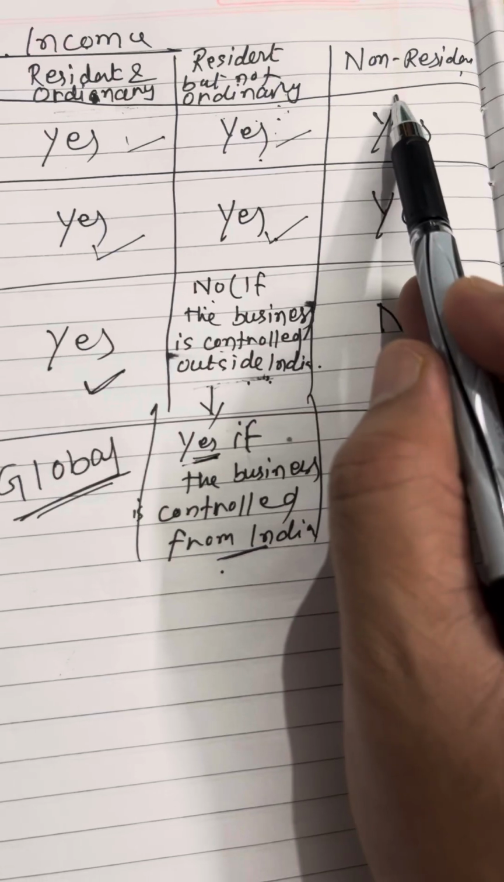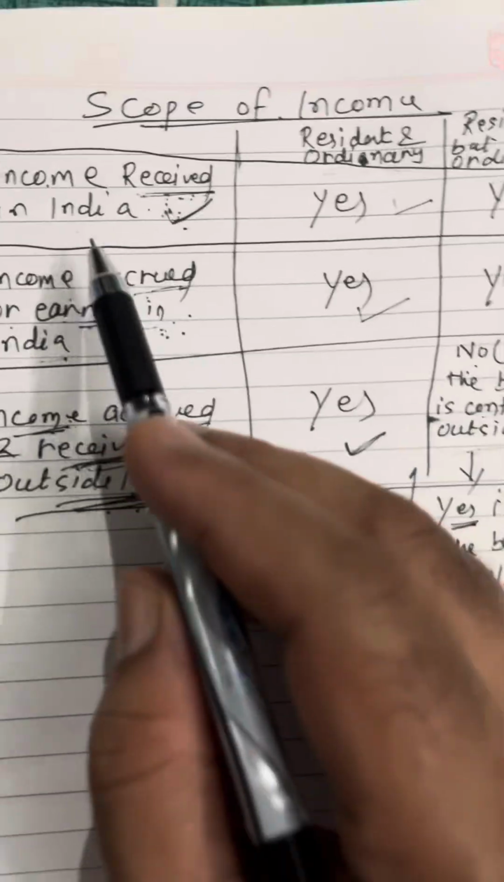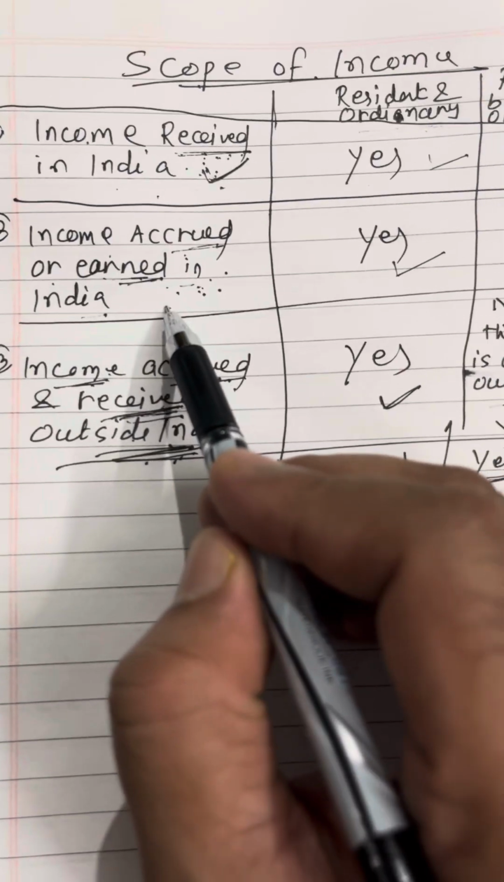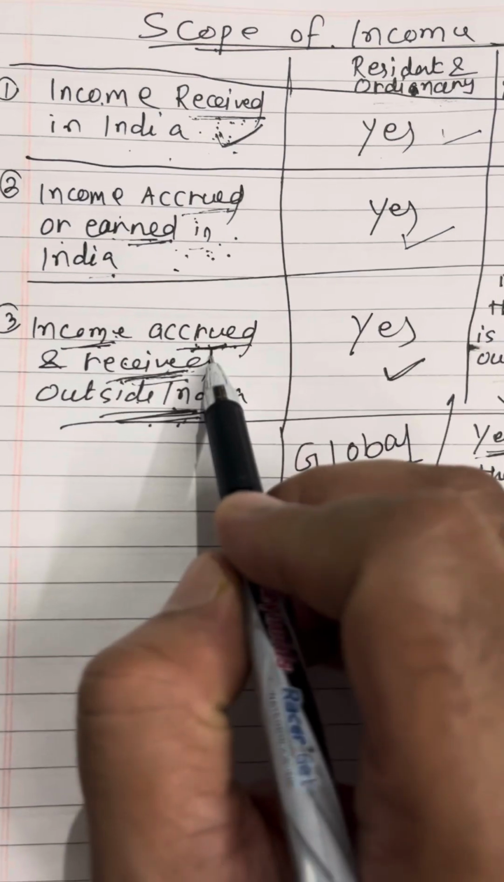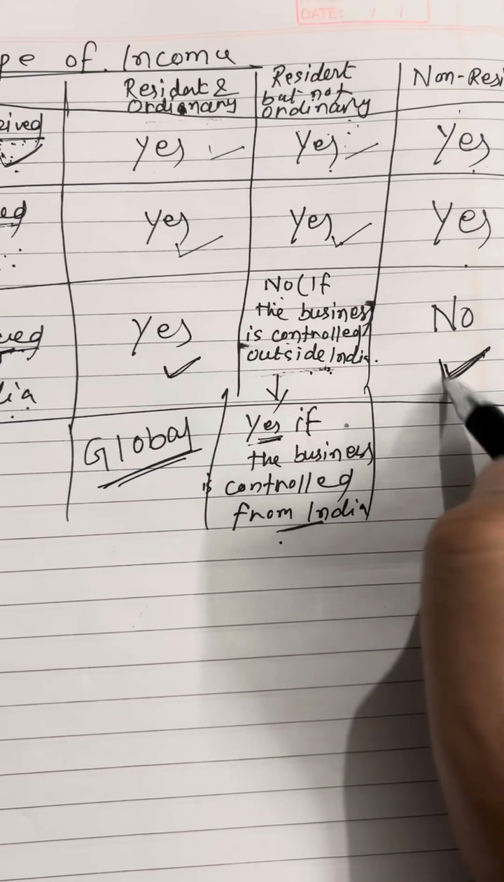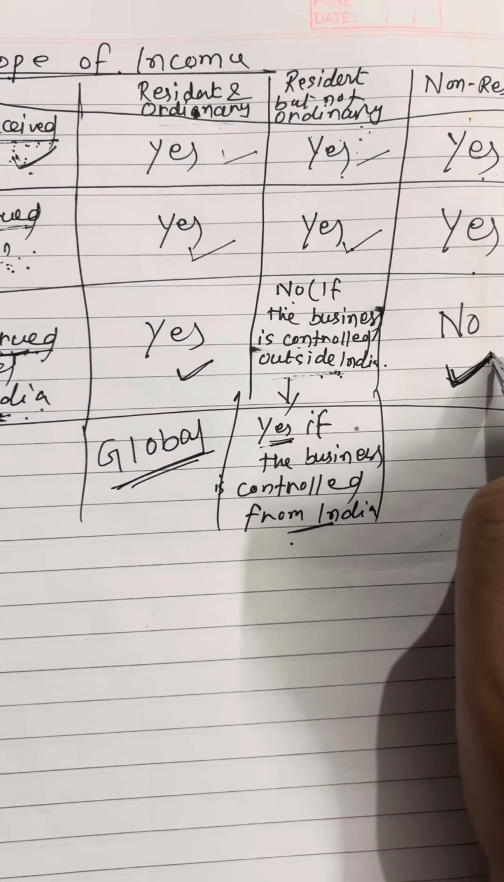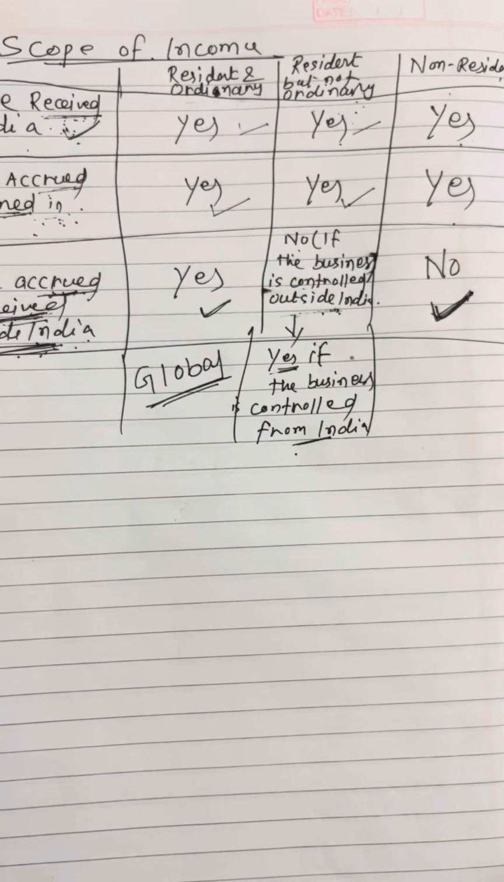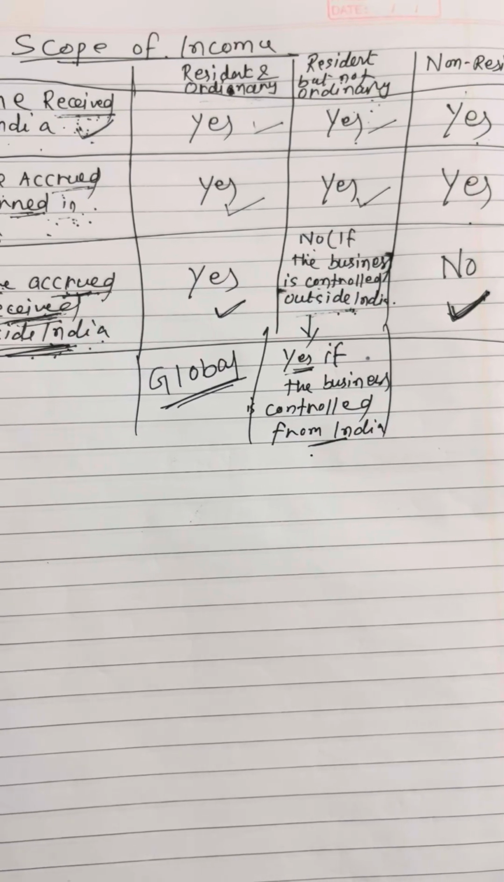If you are a non-resident, any income you received in India, you have to pay tax. Any income you earned in India, you have to pay tax. Any income accrued and received outside India, you do not need to pay tax. Fine, understood. If you have any doubt right now, please reach out to me. I will try to make you understand.